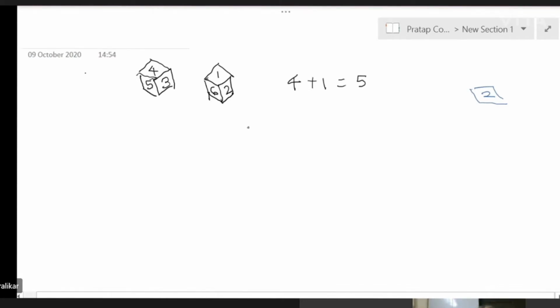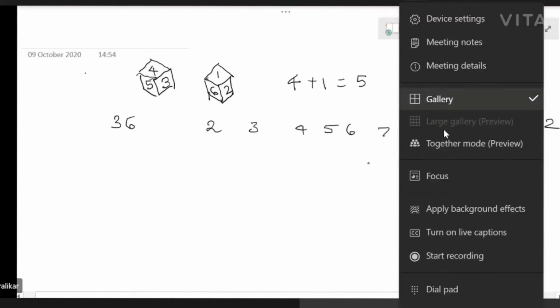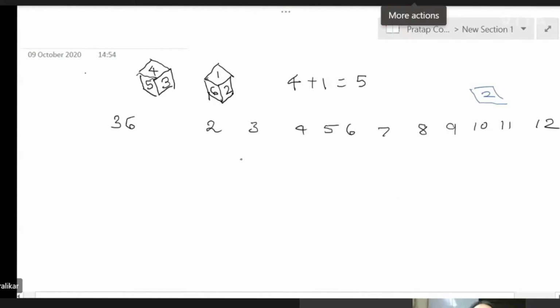Why? Because there are altogether 36 different throws, and the sum can be 2, 3, 4, 5, 6, 7, 8, 9, 10, 11, and 12. I'm sorry the spacing is not the same, but it doesn't matter. This is the sum. And how many times does each sum appear in those 36 cases? Now, where is my pen? Yeah, here is my pen. Now, 2 appears only once.